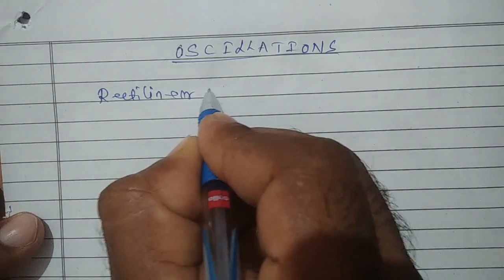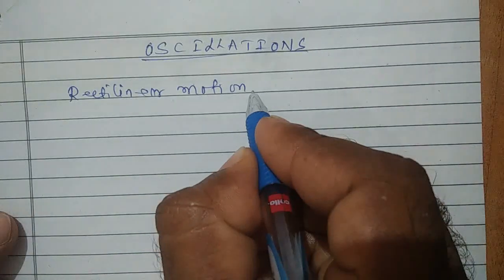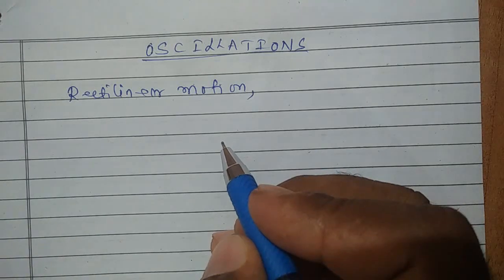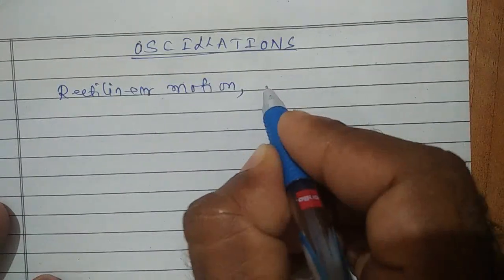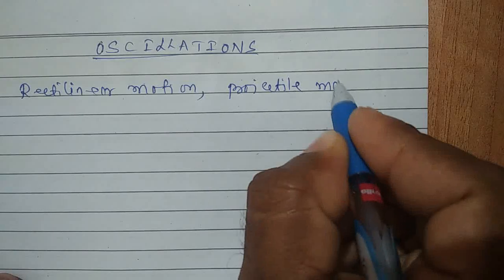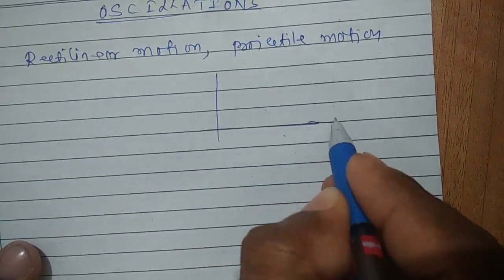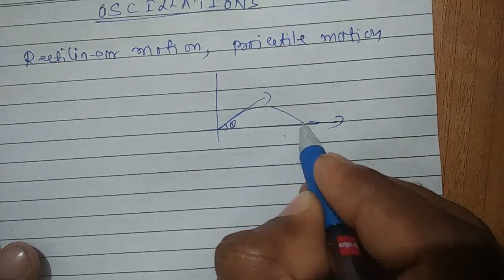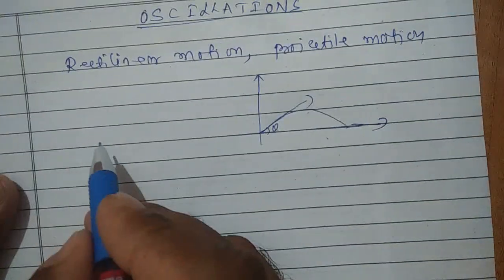What do you mean by translatory motion? It means the motion of the object from one point to another point in a straight line, which we call translatory motion, or rectilinear motion. And we have also studied projectile motion, right? Projectile motion means throwing or projecting an object from the horizontal by making an angle theta with the horizontal and with a certain velocity. This is what we call projectile motion.